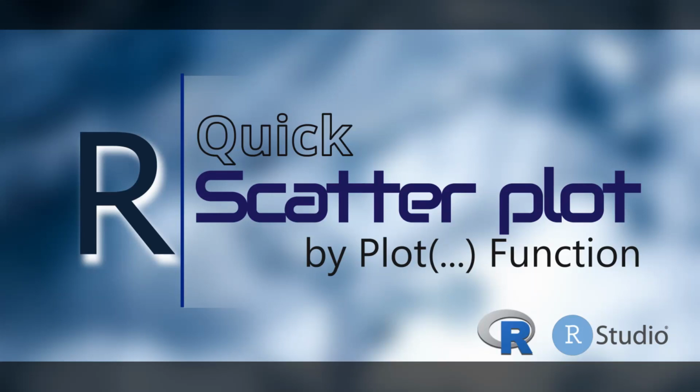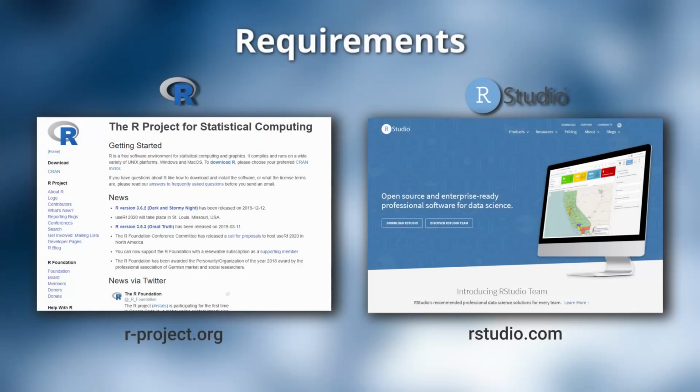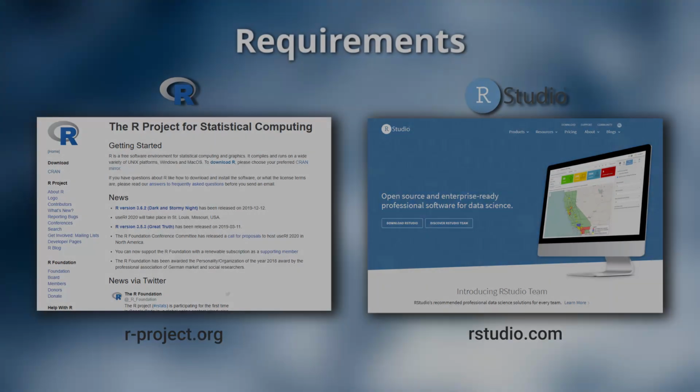Today we will quickly make a scatter plot in R by using the plot function. For this you have to install R first and then RStudio. The links to both of these softwares are in the description.